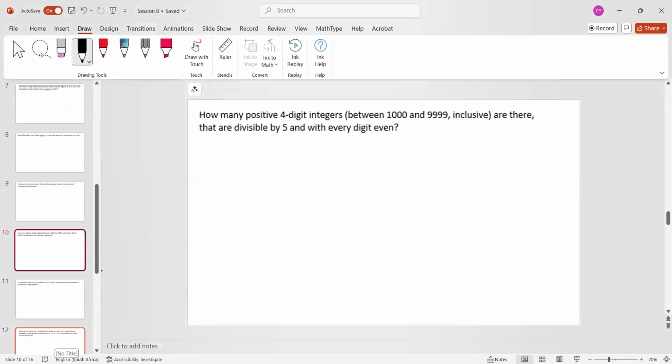Okay. How many positive 4-digit numbers between 1,000 and 9,999 are there that are divisible by 5 with every digit even? Okay, now this should be quite easy, because we've seen the way to do this. You got 4-digit integers, so we're going to fill in 4 places.